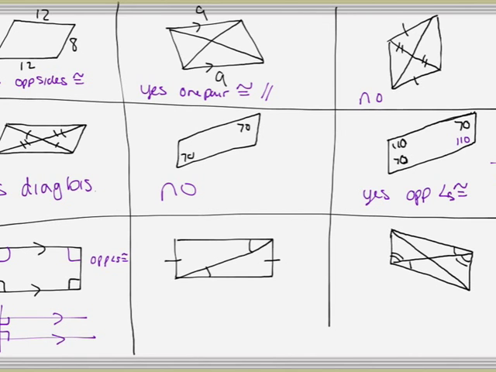Not necessarily congruent, they are. But by knowing they're 90s, we would know that they're parallel. So we could also say that this is our definition of parallelogram, that opposite sides are parallel.